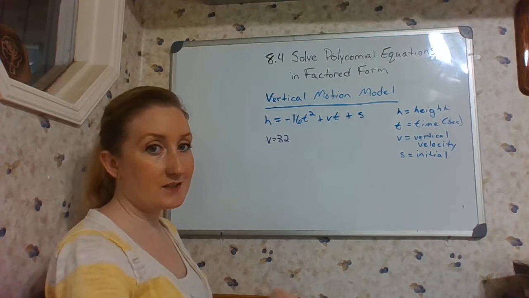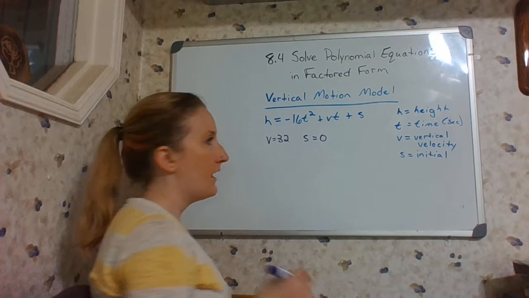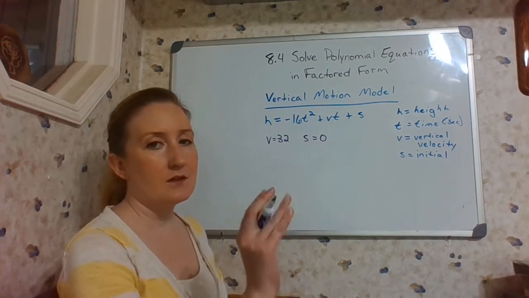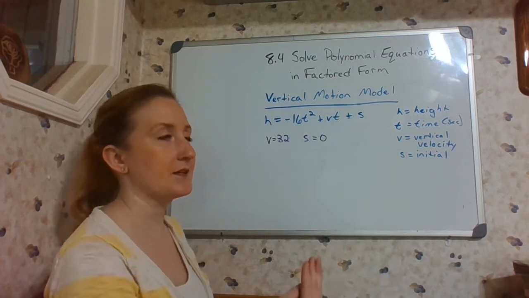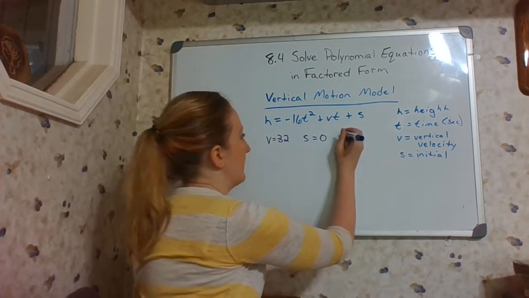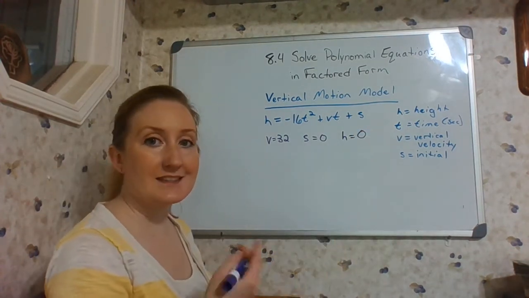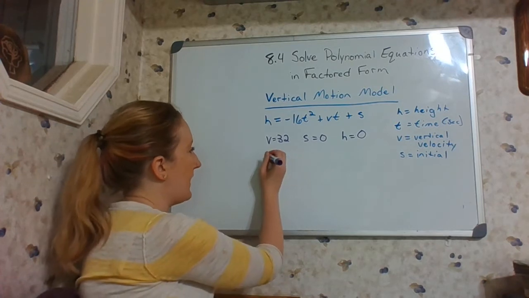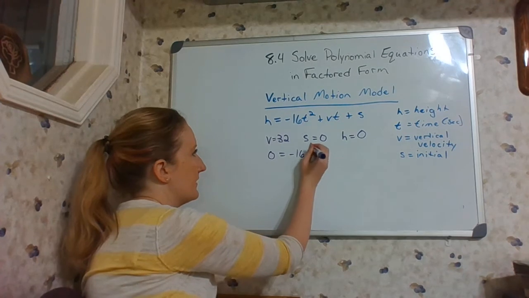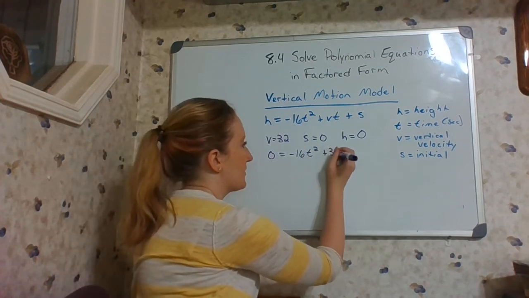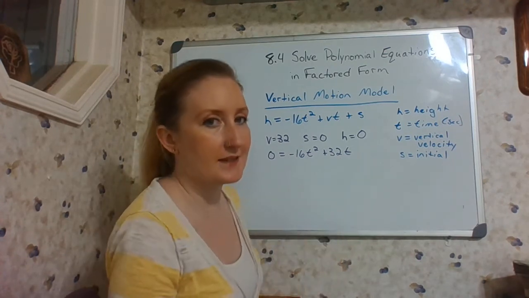So our initial height is going to be 0. So s is equal to 0. And the h that we're looking for, the height when the dolphin hits the water again, is also going to be 0 because it's 0 when it re-enters. And so we also have h is equal to 0. And then the only thing we have left to find is t. So we have 0 is equal to negative 16t squared plus 32t. And I'm just going to leave off the plus 0 on the end because we don't really need it.